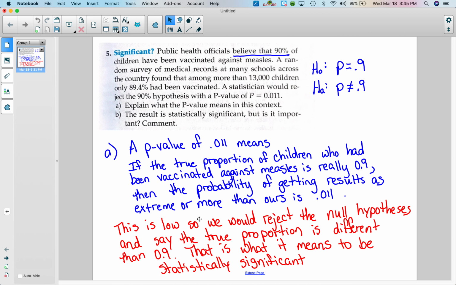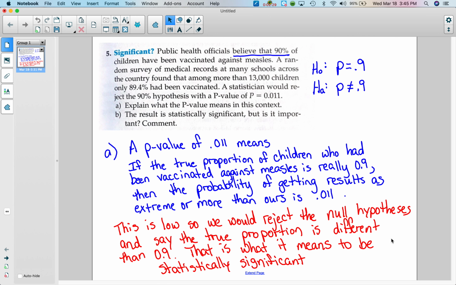So because the probability is low, we would reject the null hypothesis and say that the true proportion is different than 0.9. That's what it means to be statistically significant: when your p-value is low enough that you do not think those results could happen by chance alone, and then you are doubting the null hypothesis's claim, because it would be so unlikely to happen by chance alone. That's statistically significant.